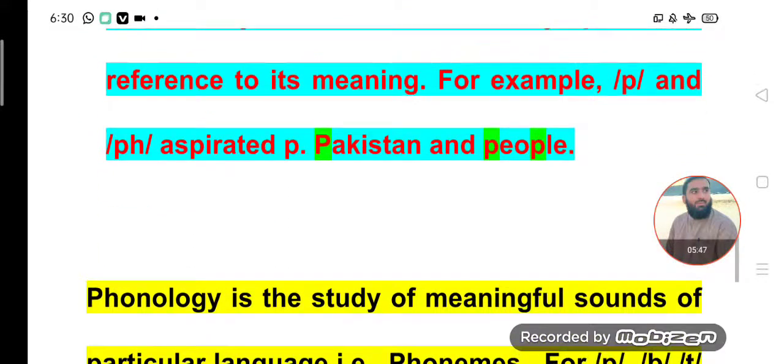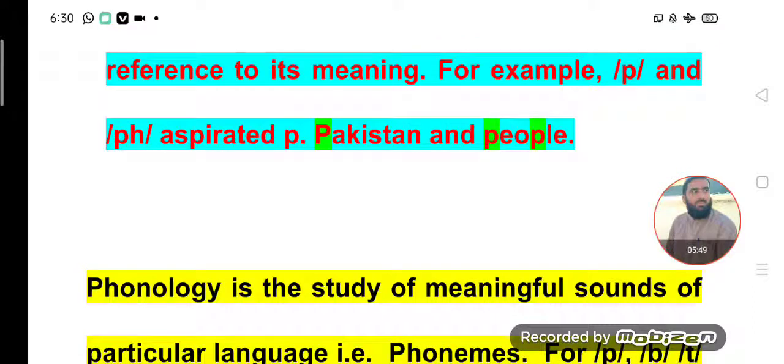For example, aspirated p and non-aspirated p. Like in Pakistan, this p is aspirated. Aspirated p means when a puff of air goes with the production of the sound, with the articulation of the sound, so that very sound will be known as an aspirated sound. This is the characteristic of p. So in the word Pakistan, the first p sound is aspirated.